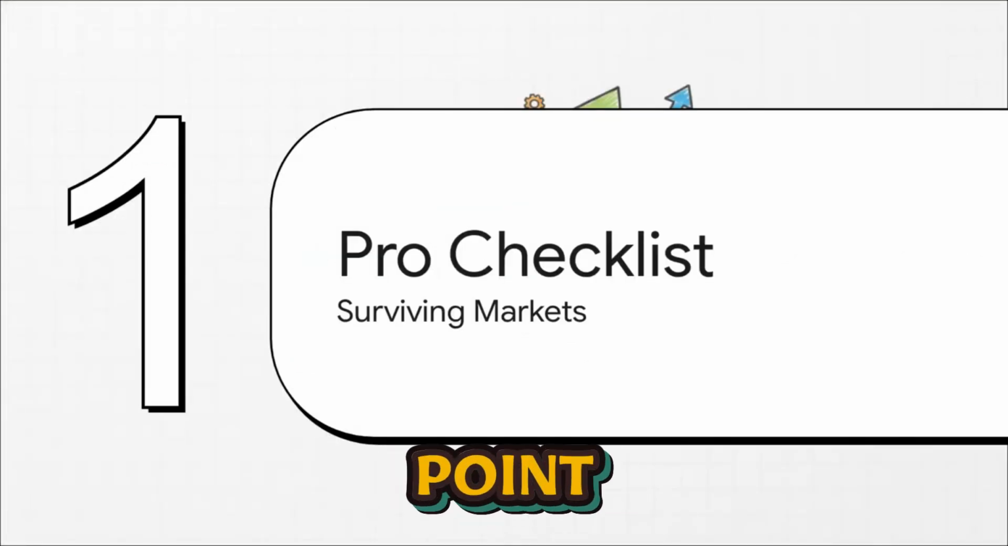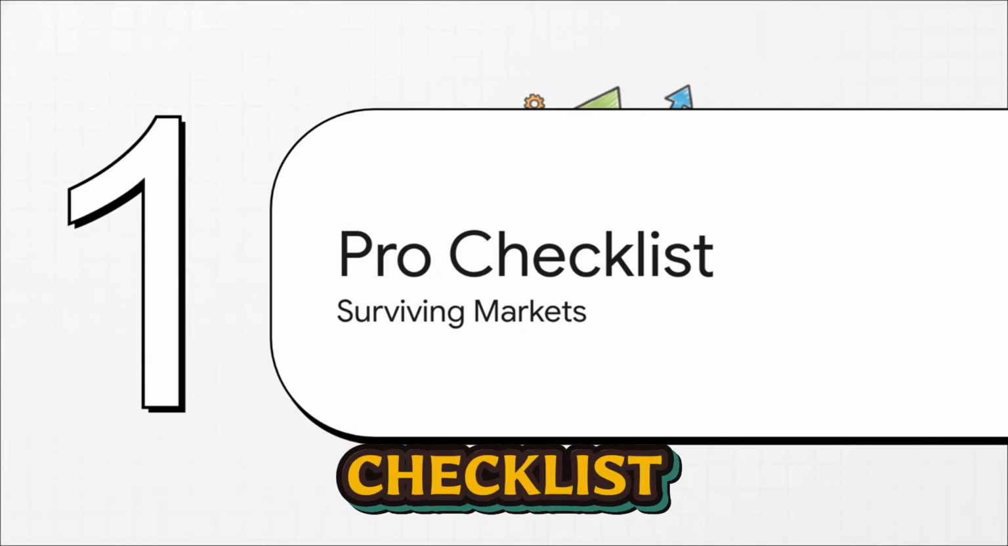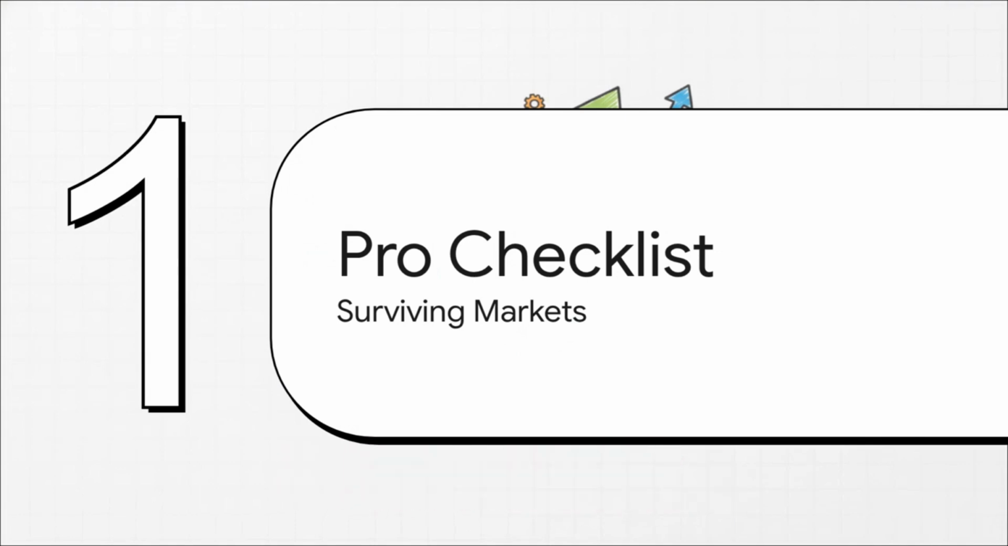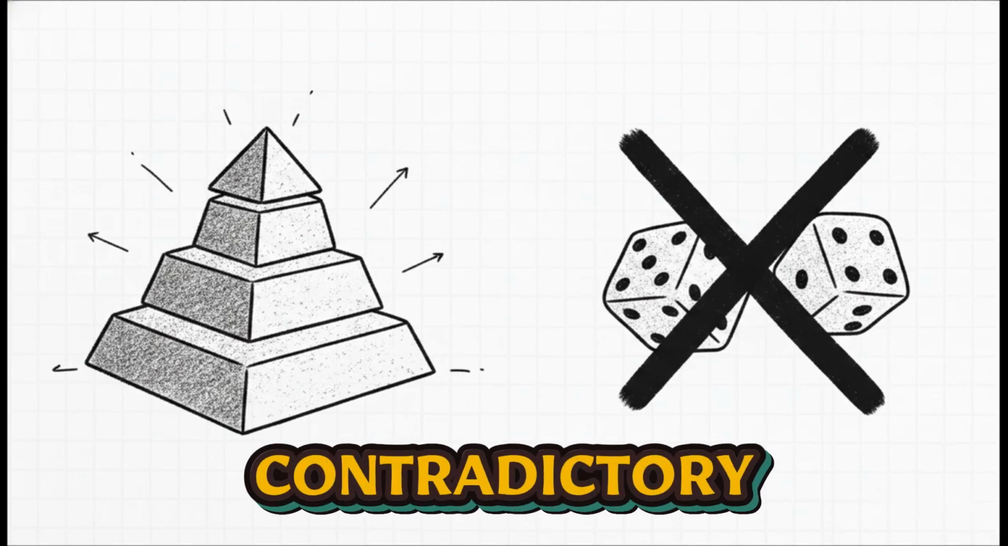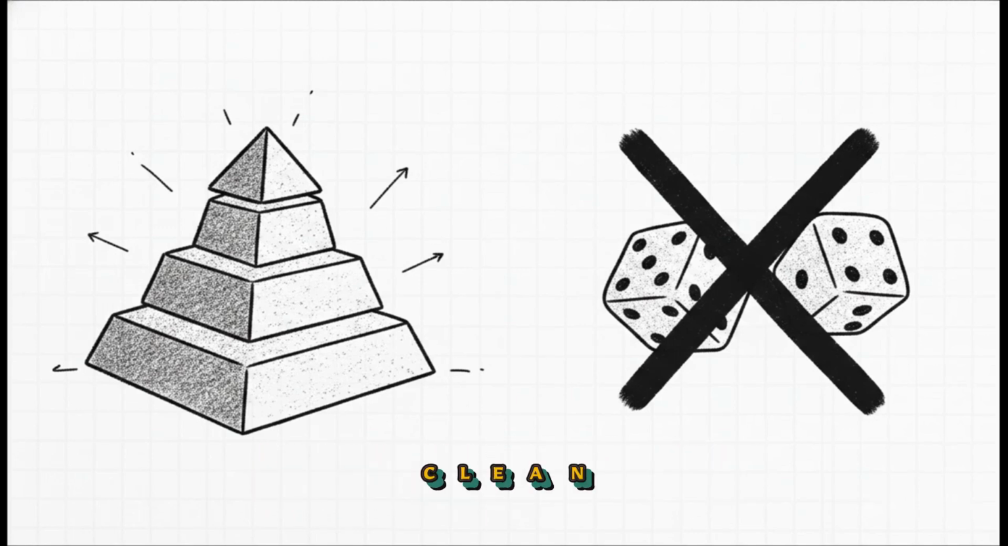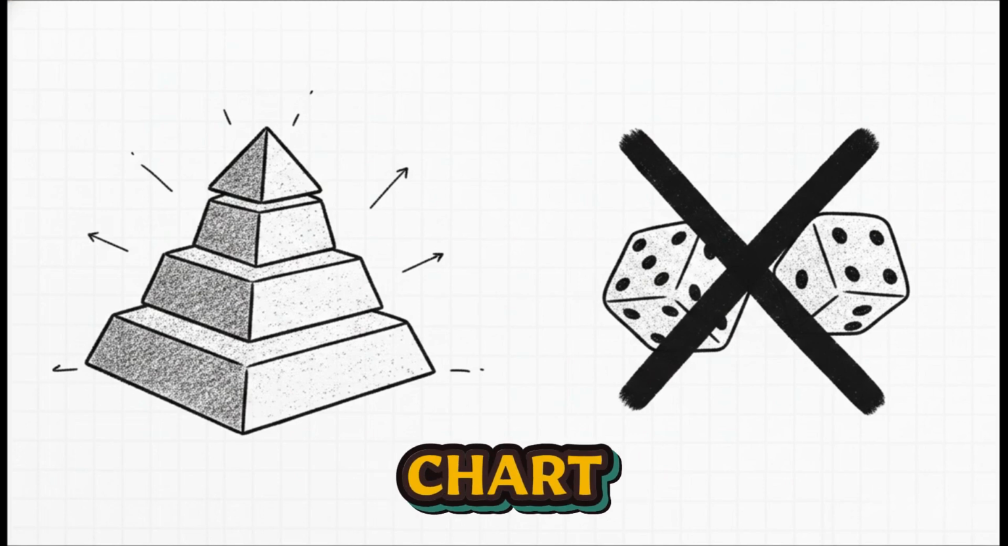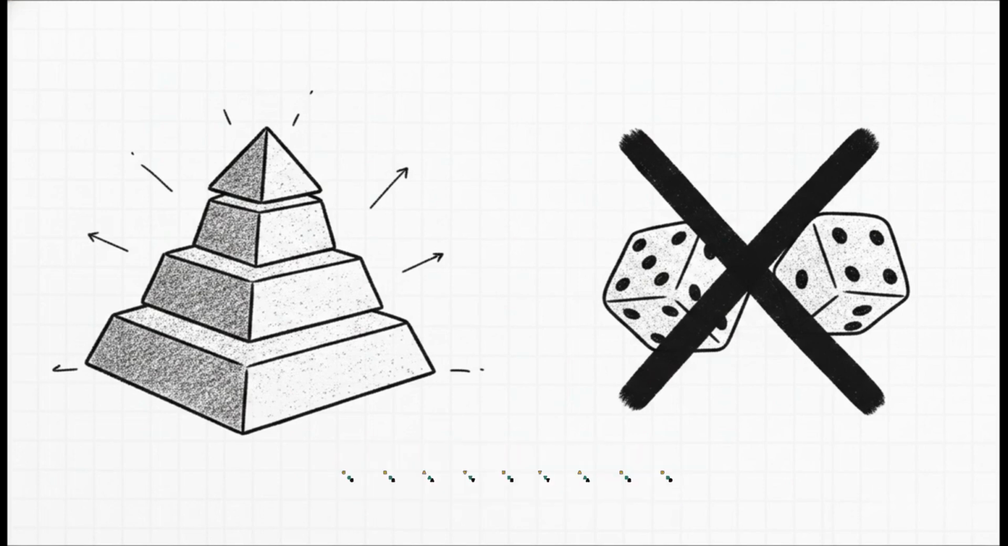So the crucial point is the professional checklist, surviving the markets. Listen, trading really doesn't have to be this chaotic mess of contradictory signals. We've just built a clean, logical framework together. Here are your core rules for survival. Number 1, do not clutter your chart. Stay far away from the indicator graveyard.